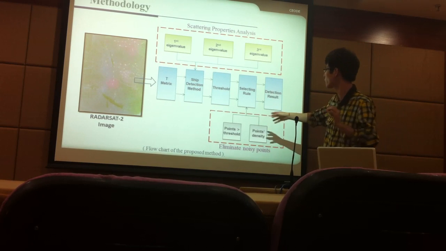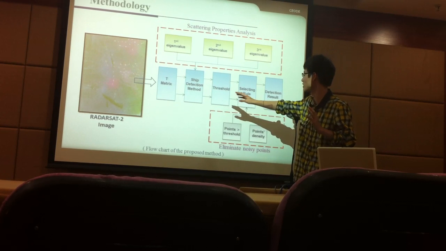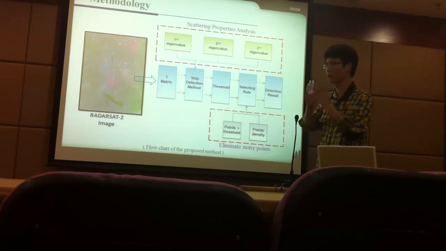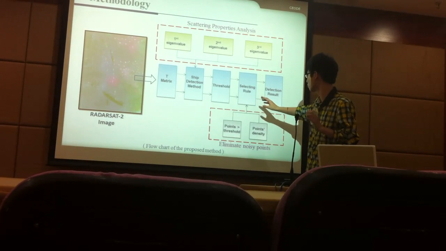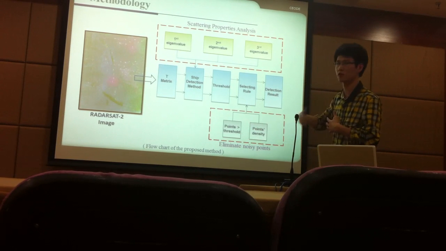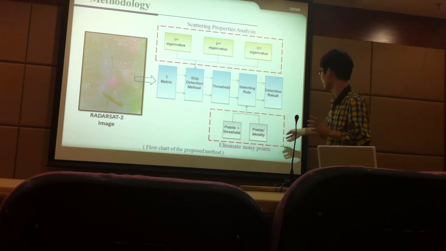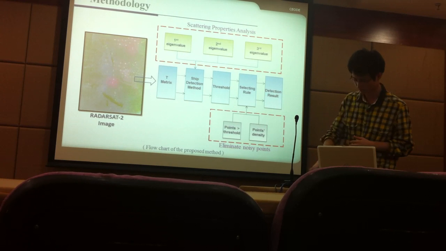Then we use some method to obtain a threshold to discriminate the ships from non-ships on the ocean. There is also some selection rule. Here we pick the points that are higher than the threshold, together with the point density. And thus we get our detection result.